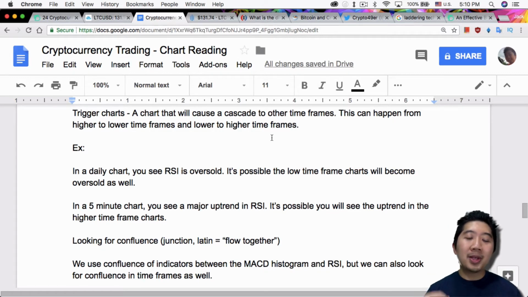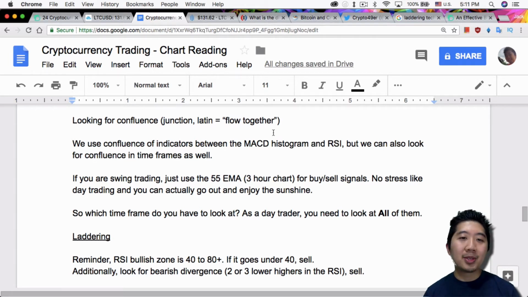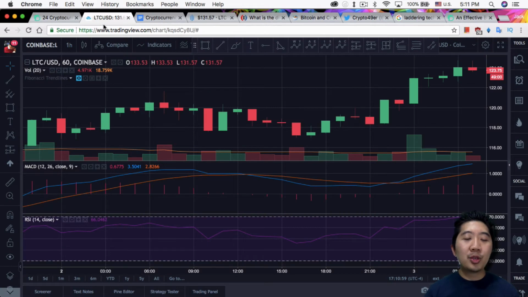And the other thing to look for is confluence. Philicon talked about confluence a while back, and really it comes down to using a confluence of indicators between MACD histogram and RSI, but we can also look for confluence in time frames as well. So for example, if you are swing trading, just use a 55 EMA on the 3-hour chart for buy-sell signals. So again, the idea is to see confluence from different time frames.